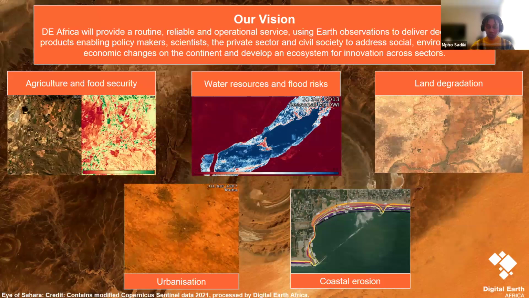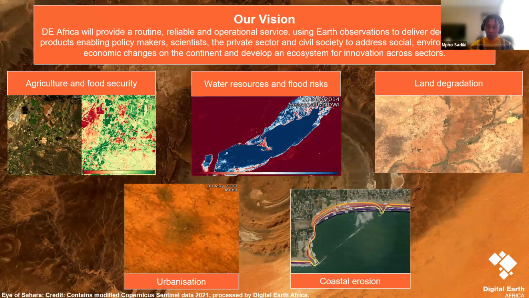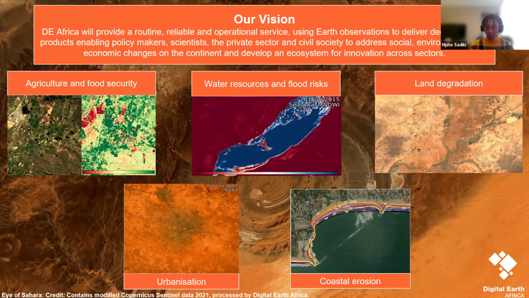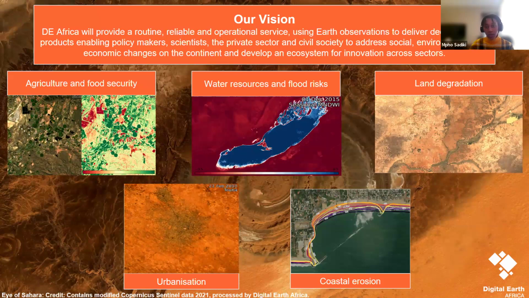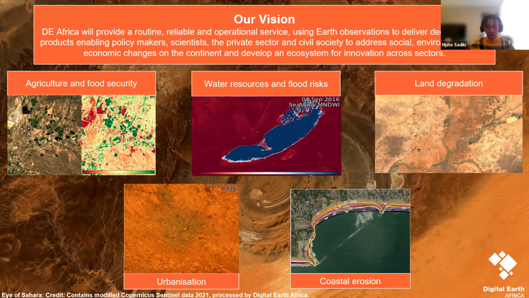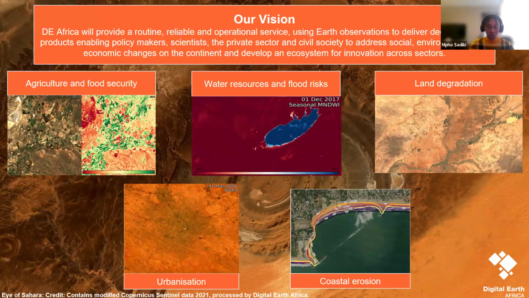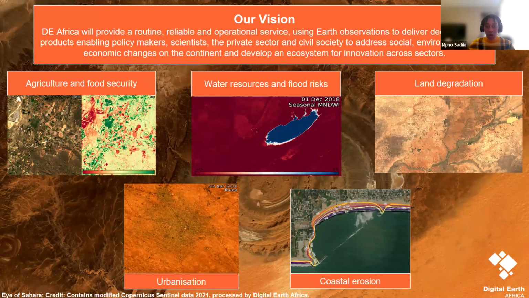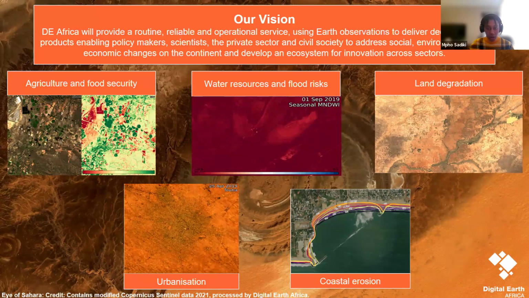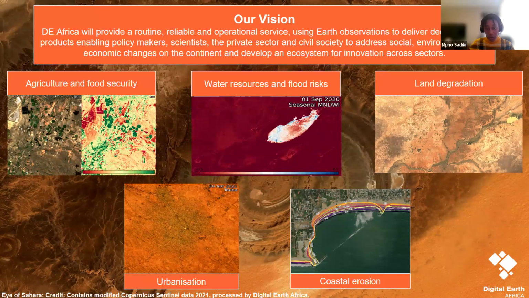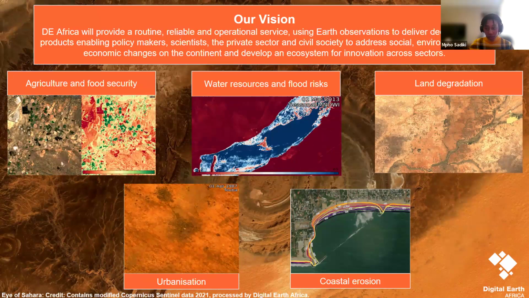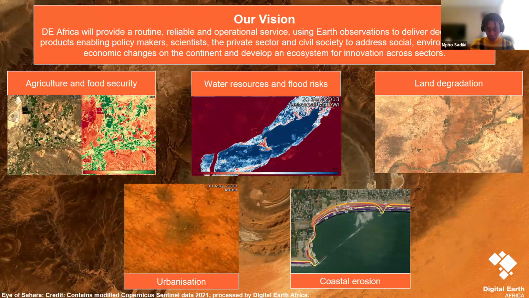Digital Earth Africa's vision is to provide a routine, reliable, and operational service using Earth observations. We aim to deliver decision-ready products that empower policymakers, scientists, and the private sector, as well as civil society, to address social, environmental, and economic changes on the continent. By doing so, we're fostering an ecosystem of innovation across various sectors. We concentrate on several key thematic areas, which include land degradation, coastal erosion, urbanization, water resources and flood risks, agriculture, and food security.